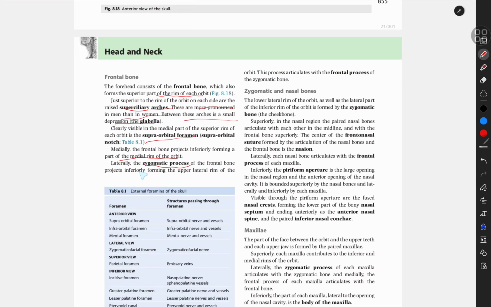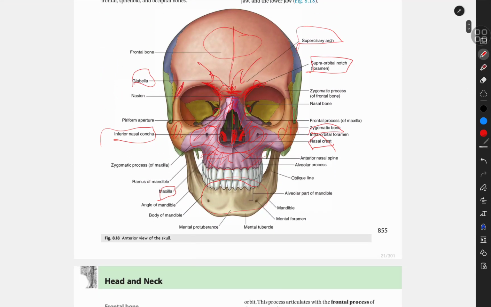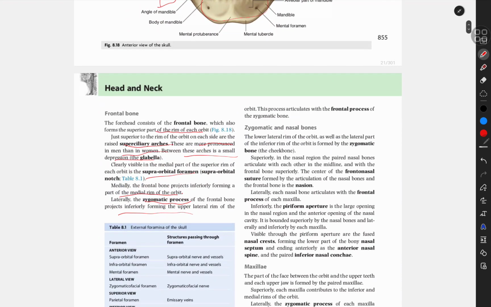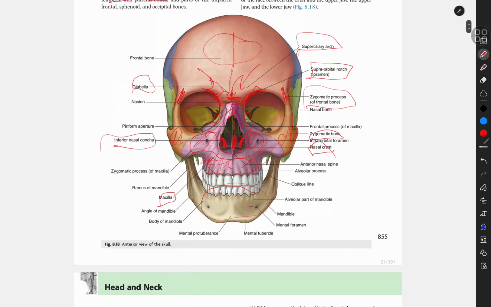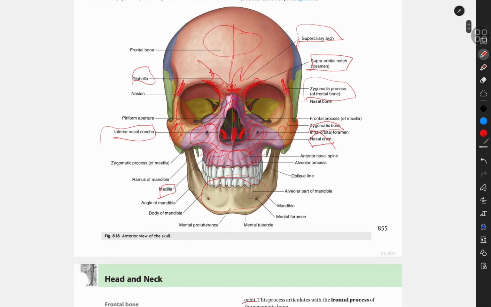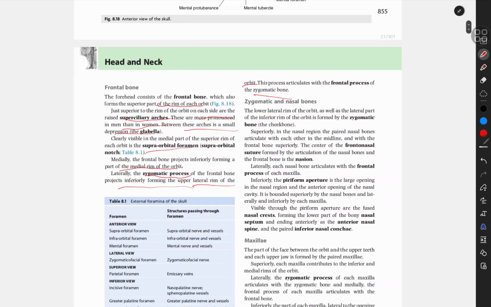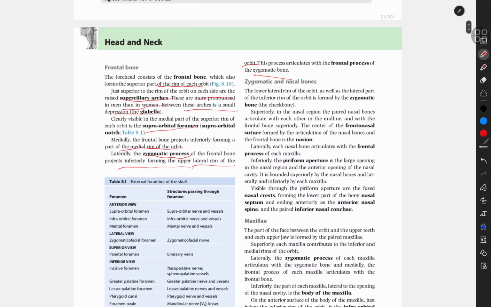Laterally, the zygomatic process of each frontal bone projects inferiorly, forming the upper lateral rim of the orbit. This process articulates with the frontal process of the zygomatic bone. So this is the zygomatic bone, it has a frontal process, and this is the frontal bone, it has a zygomatic process. Both of these meet by a suture.